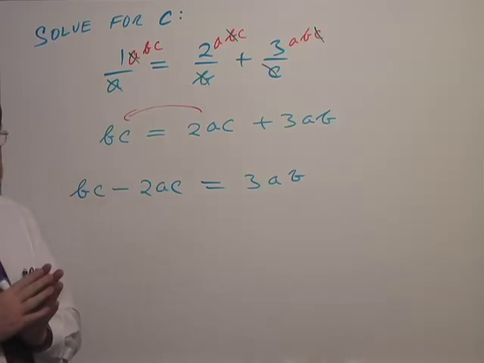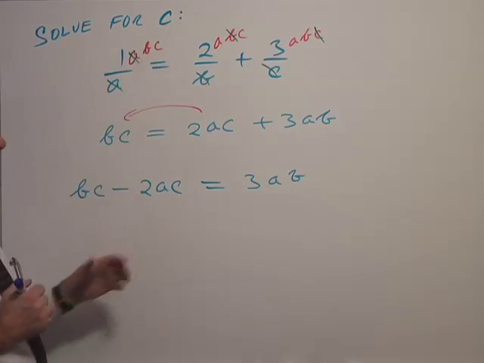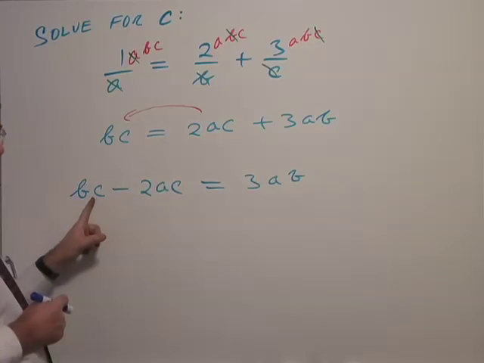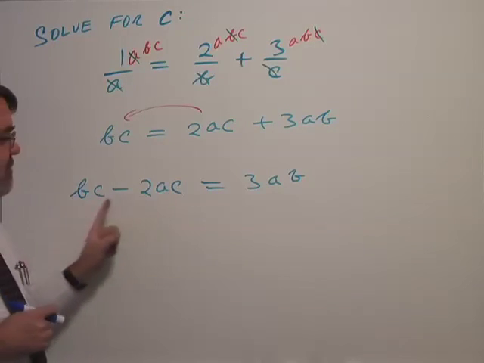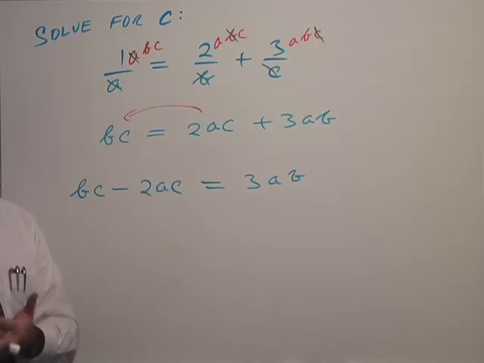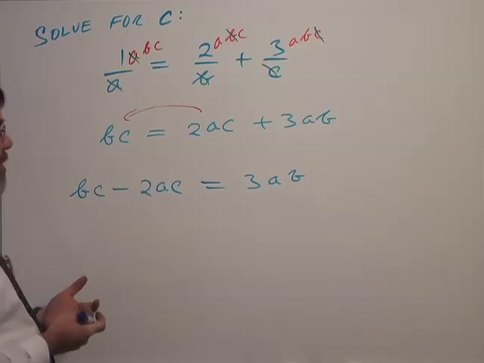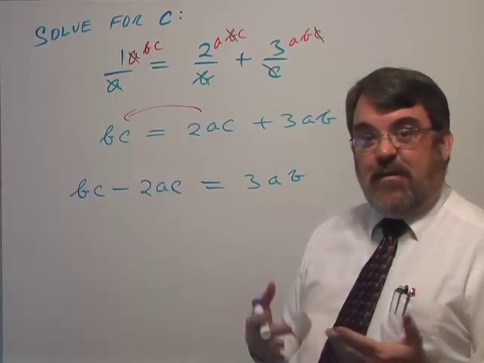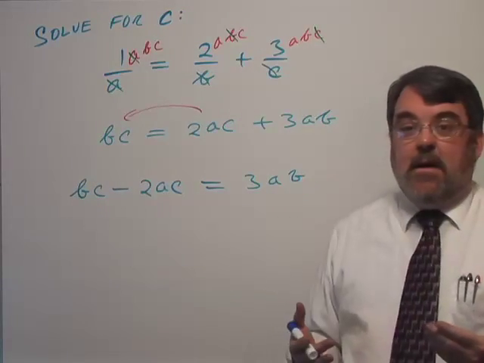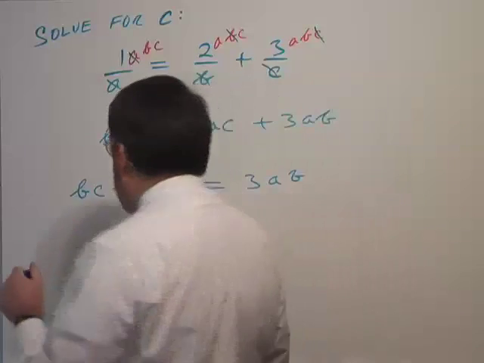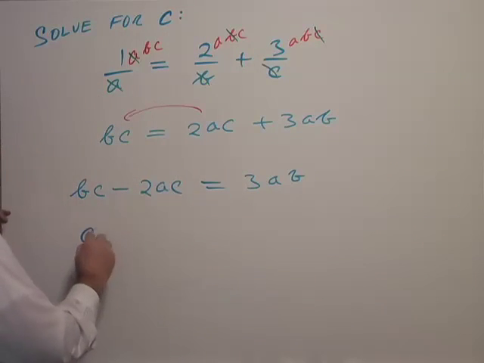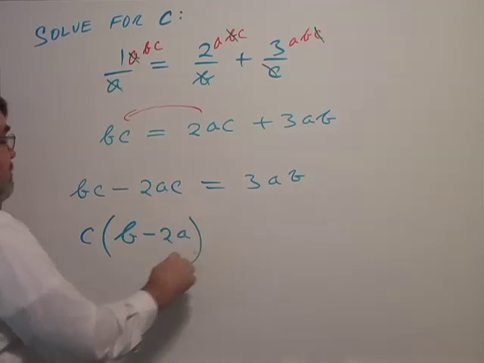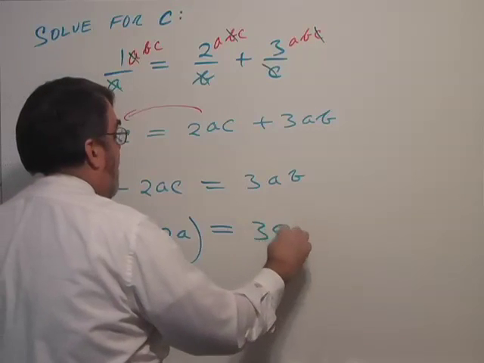Now that was progress because, again, we're trying to get c by itself, so I do have c's on one side of the equation. I have a c in this term and a c in that term. Now what might that remind you of? I hope it reminds you of factoring. c is in common with each term. I can factor a c out. And so if I do that, I get c times the quantity b minus 2a equals 3ab.